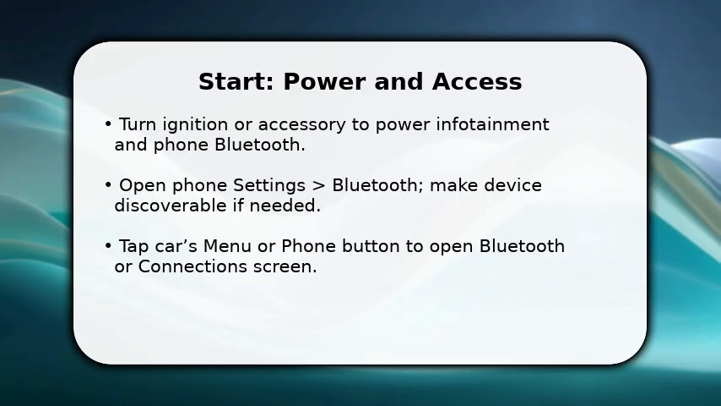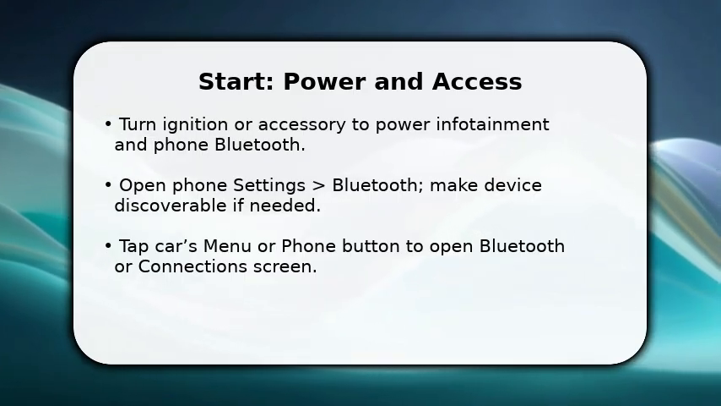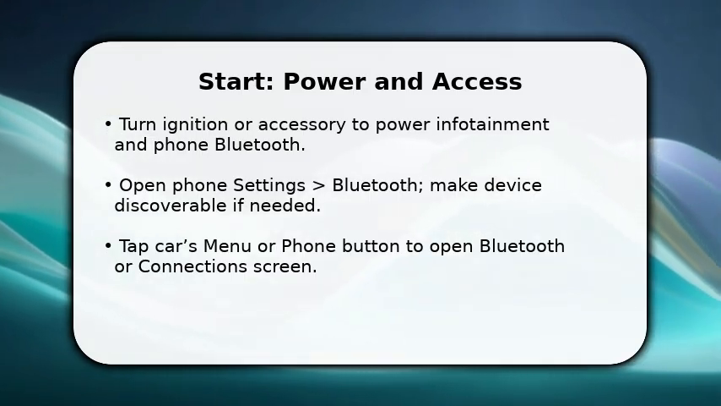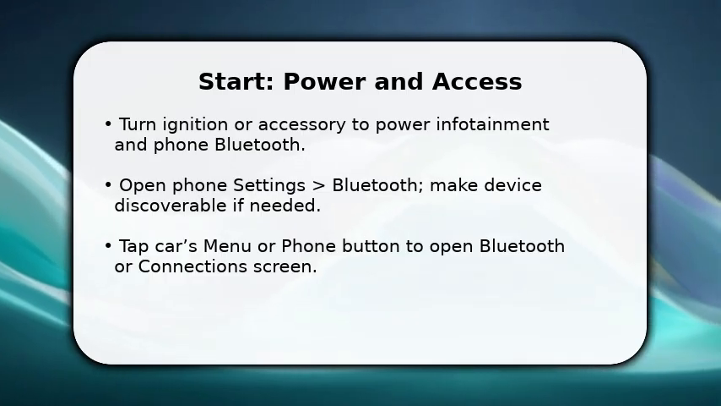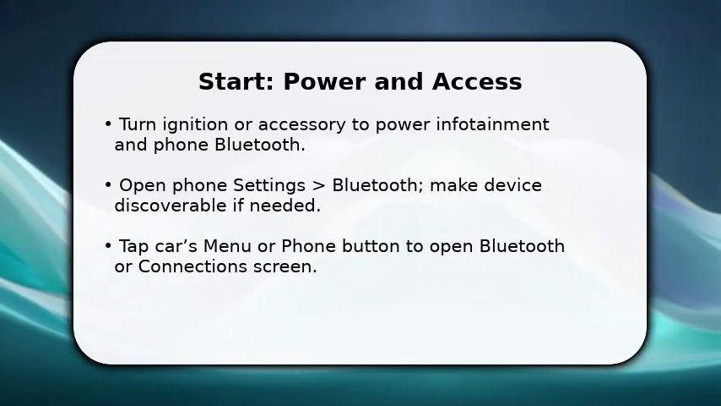Many systems show Bluetooth immediately. Make sure you're in the vehicle and at a low volume so prompts are audible. This speeds navigation and avoids accidental pairing interruptions as you look for the device name.